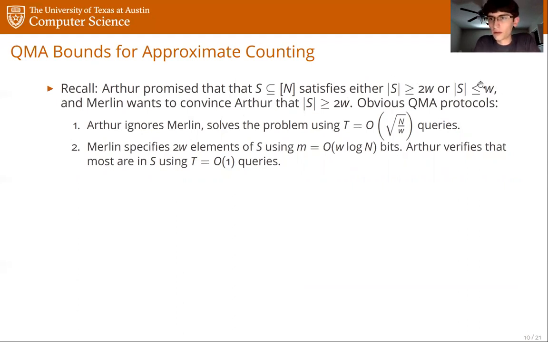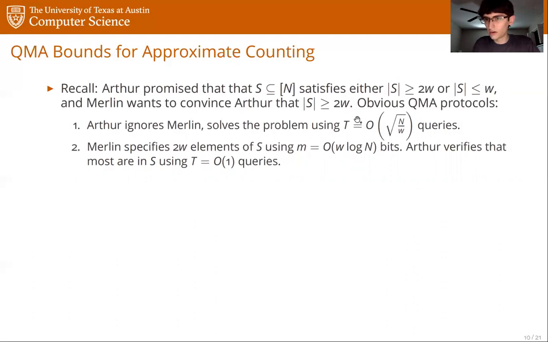For these sorts of problems, there are always two obvious protocols. There's the one where Arthur does all the work. In this case, Arthur just ignores Merlin and solves the problem using the best quantum query algorithm. But there's also the one where Merlin does all the work. In this case, Merlin sends over 2W elements of S. That's enough to convince Arthur that it's large.